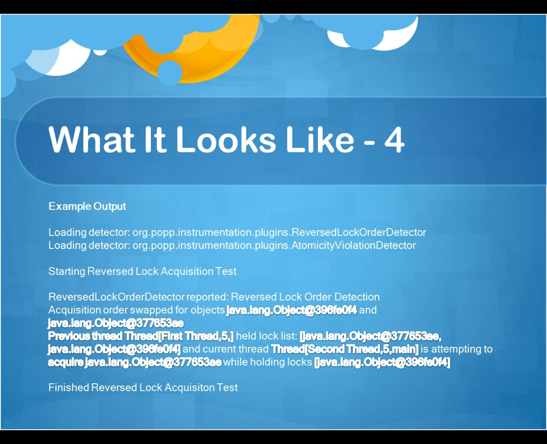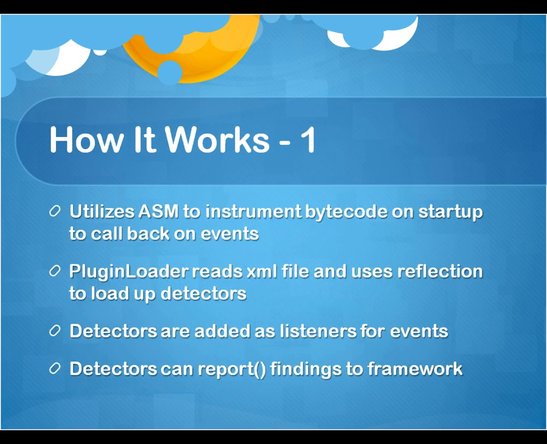So the output really needs to be cleaned up a little bit, but you can see I'm loading detectors, and I'm starting that little test code, and then that detector is actually reporting that it found, hey, with these two locks, one thread was trying to acquire, and then in a previous situation, the other thread had them in a different order in its lock graph. And it just finishes the test. So that's a kind of a trivial implementation of a detector.